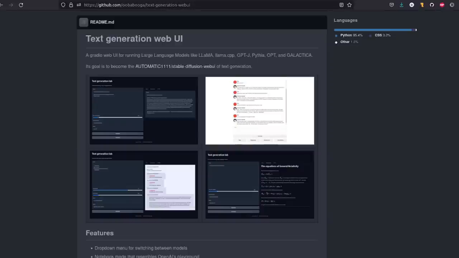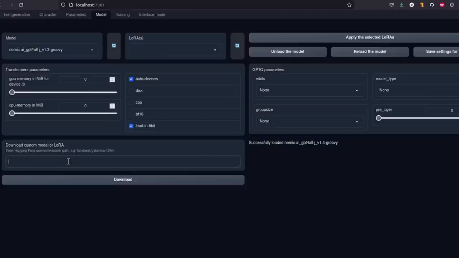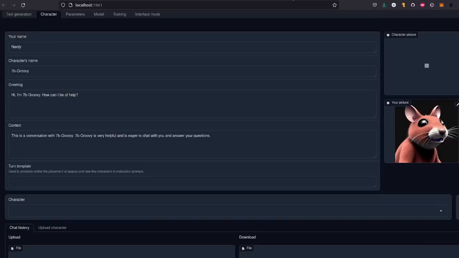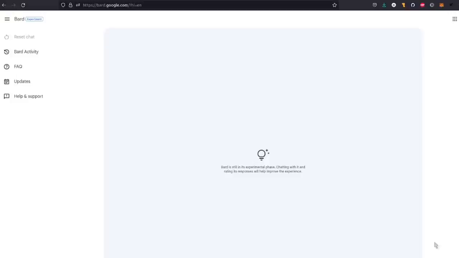I'm going to be using the Oobabooga text generation web user interface. And because Groovy is a branch, I'm just going to use the Python download-model.py, as if you try to do this inside the web interface, you'll find there's actually no way to select the particular revision I want, which is Groovy. I'm running both of the models at the same time here, and I've just modified the characters so it's easy to tell which is which. There is 7B Groovy, and I've called that character 7B Groovy, and there is 13B Snoozy. I'm also going to be comparing output with the famous ChatGPT and also Bard as well.